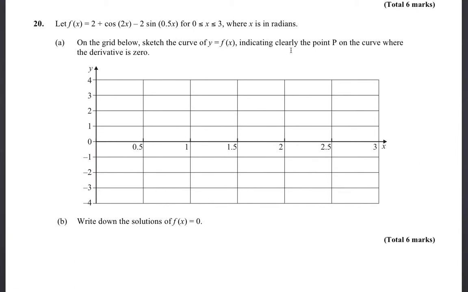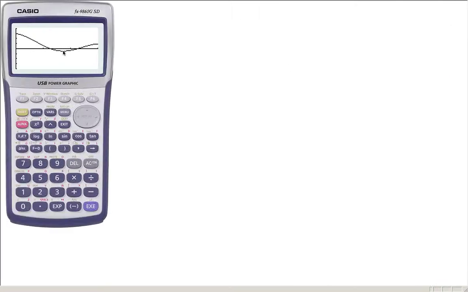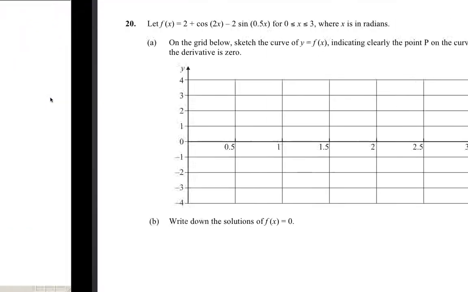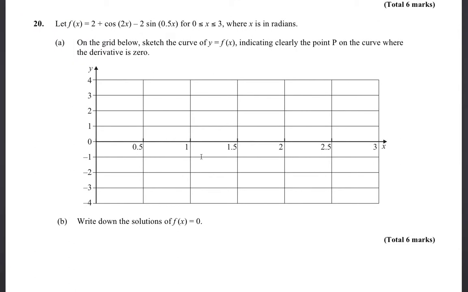Now clearly indicating the point P on the curve where the derivative is 0. So basically I think P should be here, isn't it? So let me find the maximum and minimum. G-Solve Max, you can see it is not found. So let me find the minimum. As I said, this point is the minimum, isn't it? So G-Solve Min. Yeah, I think x equal to 1.735, so 1.74. It's mentioned here that you need to mention that point.